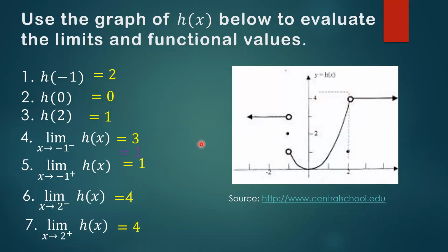So as you can see, at -1, from the left and right sides the limit values are different. But as x approaches 2 from the left and right, both are the same, 4. So in that case, we say that the limit as x approaches 2 of the function exists. Here at -1, it does not exist.